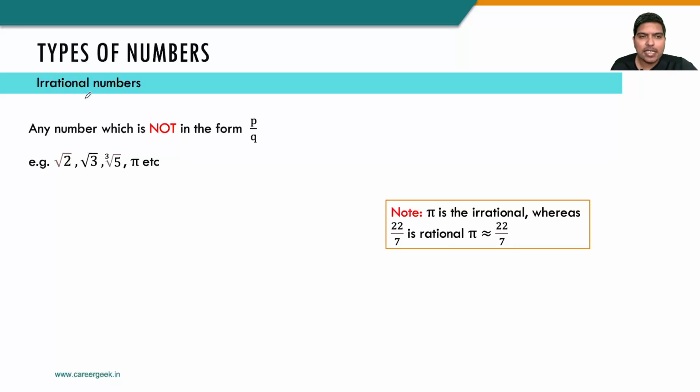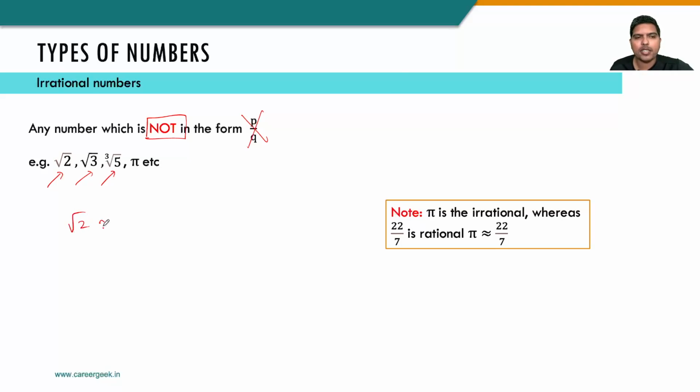Now the next one is irrational numbers. Obviously, if any number of the form p by q is rational, any number which is not in the form of p by q is irrational. That you cannot express in the form of p by q, right? Typically, all the surds or radicals, we say square root of 2, square root of 3, cube root of 5. That means which cannot be solved, right?